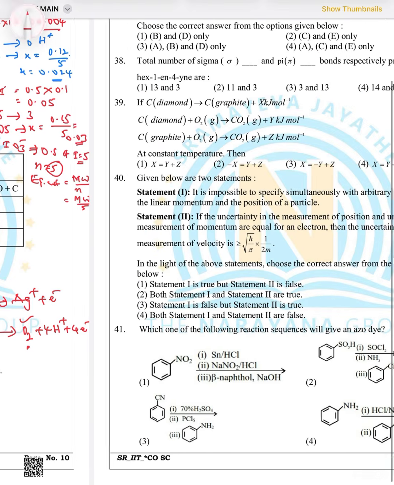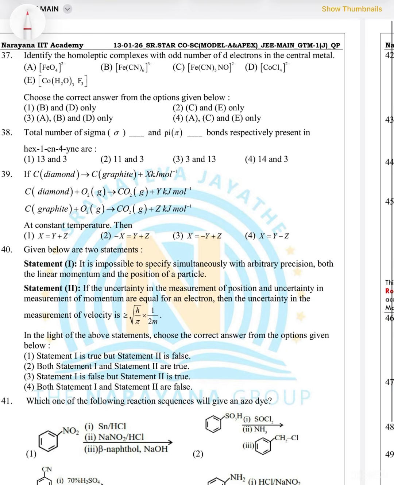Next. Identify the homoleptic complexes with odd number of d electrons in the central metal atom. Homoleptic means the same type of ligands are present in the complex. At the same time, odd number of d electrons. Let us see, FeO4 2 minus. So this is not correct, right?